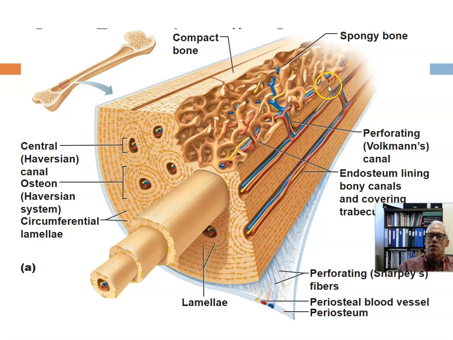Also, there are some perpendicular passageways through which blood vessels can enter into the central canal of osteons or cross from osteon to osteon. They're called Volkmann's canals or perforating canals.